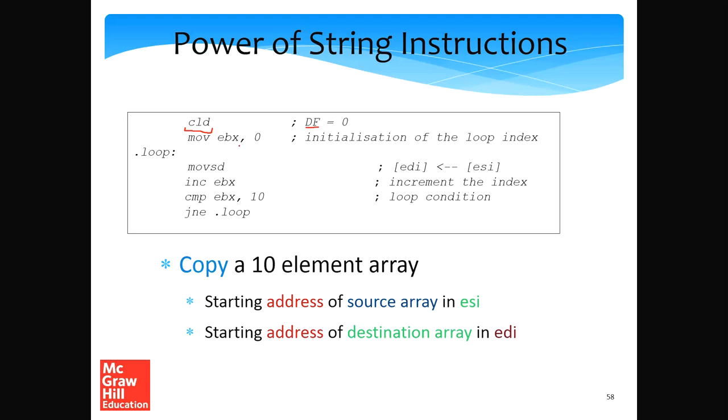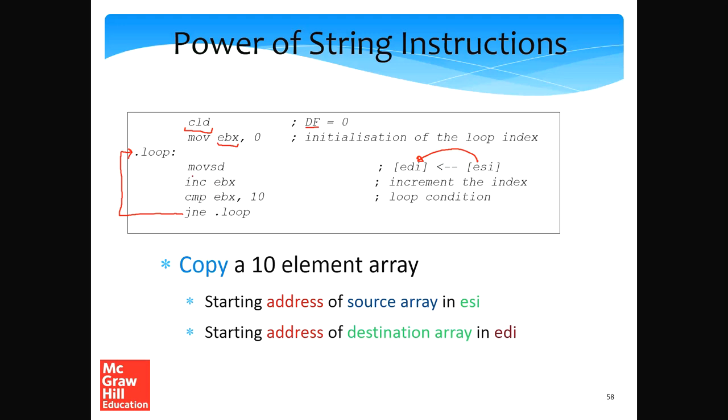Then we initialize the loop index of the array, so we set EBX equal to 0 and start a loop. We call MOVSD, which transfers the memory contents from ESI to EDI. Subsequently, we increment EBX, which is the index, and compare the index with 10. As long as the index has not reached 10, we keep on iterating. If the index is not equal to 10, we do one more iteration.